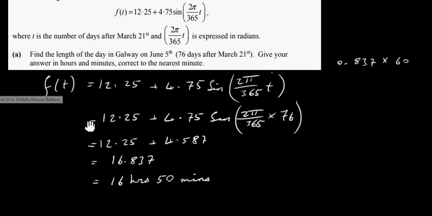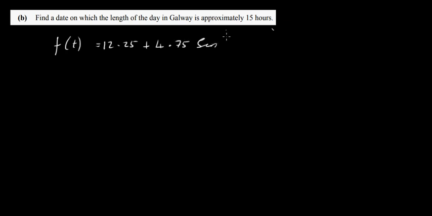That's the first part. In the second part we're going to do something similar again, but this time we're kind of going to be working backwards. So we have to find the date on which the length of the day is 15 hours. So we're given f of t, and we've got to work out what t is. So let's write down our formula again. So f of t is equal to 12.25 plus 4.75 sine 2 pi over 365 times t.